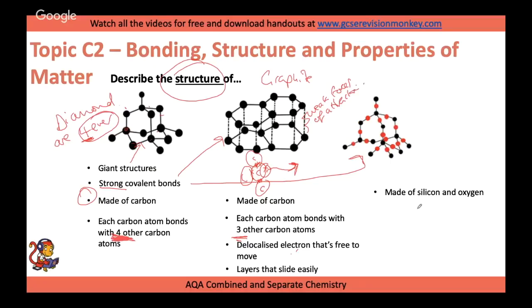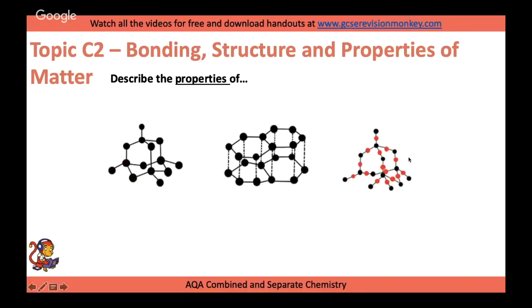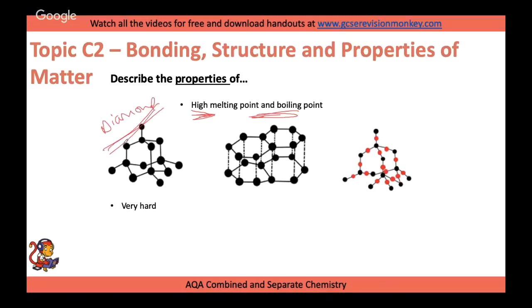Silicon dioxide then is made out of silicon and oxygen, and is sometimes called silica. Moving on to the properties, they share very similar properties because they're giant. They have a high melting point and boiling point, unlike the small molecules that have low melting and boiling points. They are very hard. Not all of them, sorry. Diamond is very hard. It's one of the hardest substances on Earth. And graphite, the extra thing you need to know about it is it conducts electricity. So when you talk about properties, think about whether it conducts electricity or not. Think about whether its boiling point is high or low.